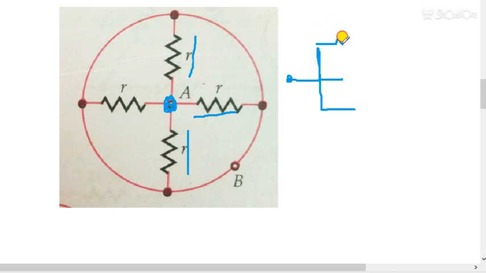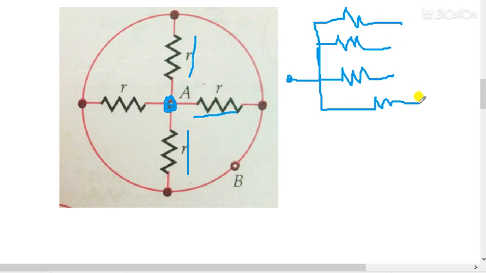So this type of questions are very important for any exam, entrance exam or CBSE or any other type of exams. So 4 resistances are there, and now I can take these 4 points. So let me take these 4 points.